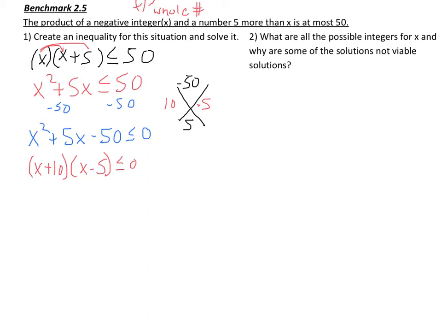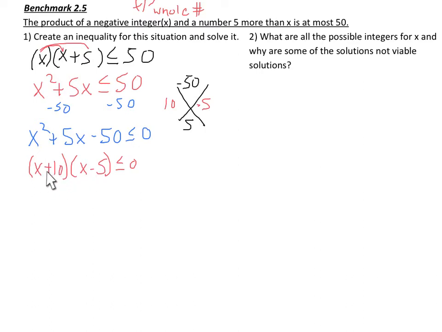Now, we factored it. Now we've got to solve it. To finish solving this, I want to act like this is an equal sign. If that was an equal sign, what are my two answers here? Think of it: what are my two zeros if this is a graph?